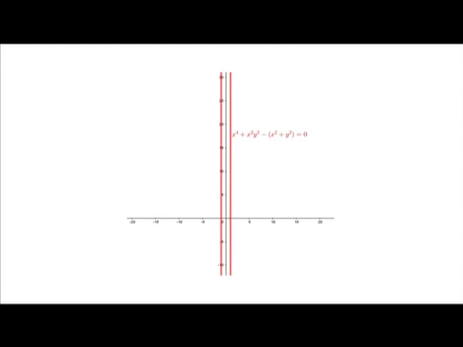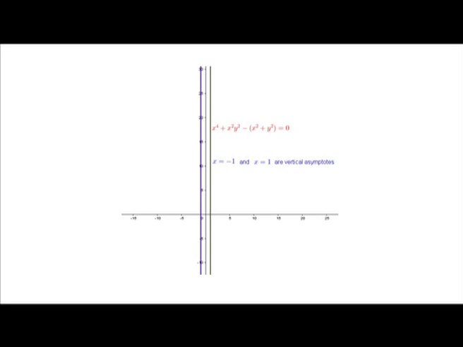Similarly, we get vertical asymptotes by equating the coefficient of the highest power of y to 0. For example, consider x^4 + x^2 y^2 - x^2 + y^2 = 0. The highest power of y is y^2 and its coefficient is x^2 - 1. Equating it to 0, we get x = ±1. Thus, we have two vertical asymptotes, x = 1 and x = -1.